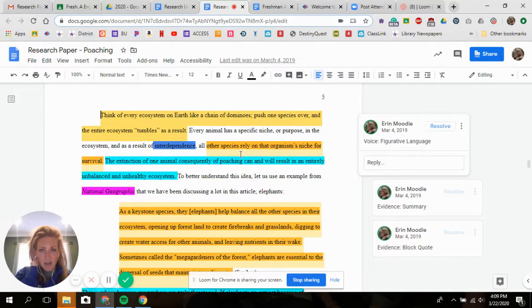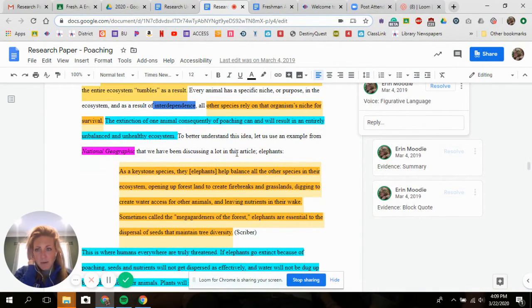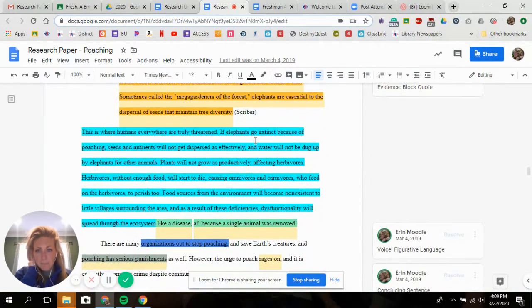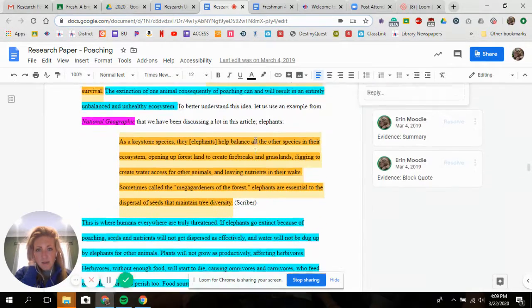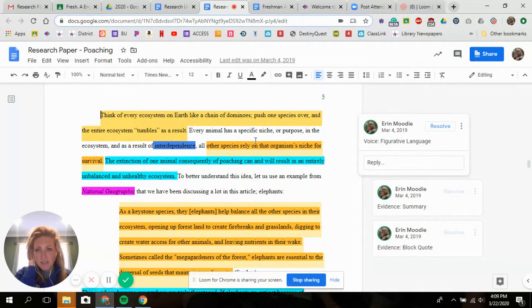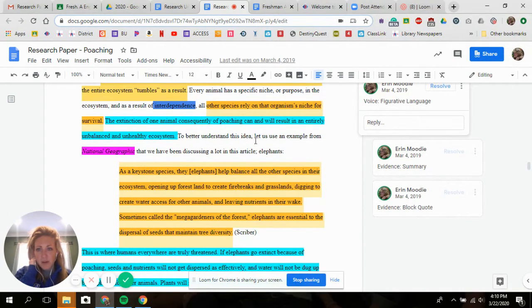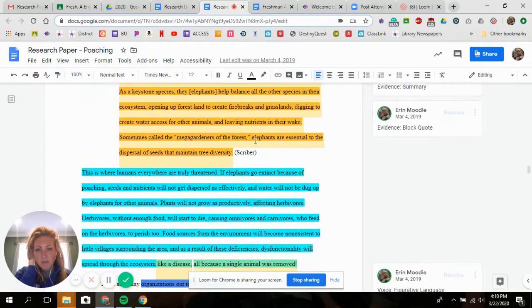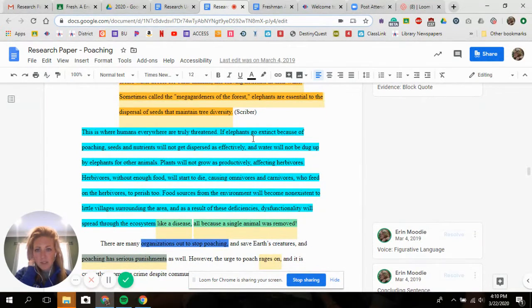They also do this later on the same page when they said something like "spreading like a disease." I could read this whole thing again out loud to you, but I feel like that would be super painful for all of us.